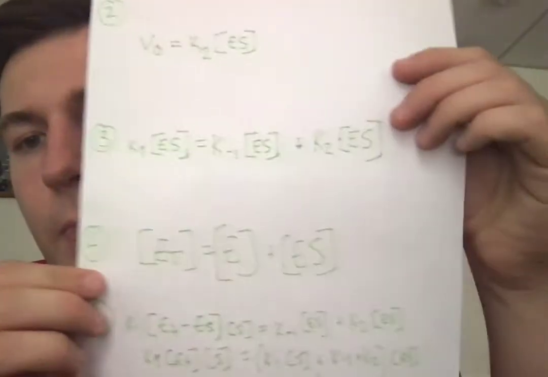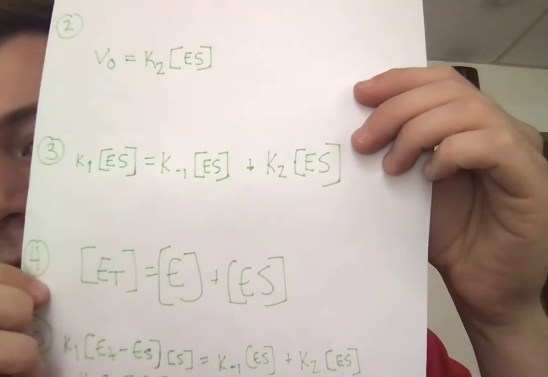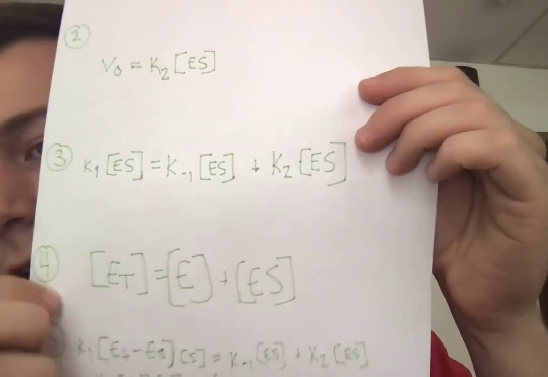So nonetheless, we still don't know E, which is the concentration of free enzyme. However, since some of the enzyme is bound, we know that the sum of the free and bound enzyme is equal to the total enzyme concentration, which is represented here in part 4. That being ET equals E plus ES.